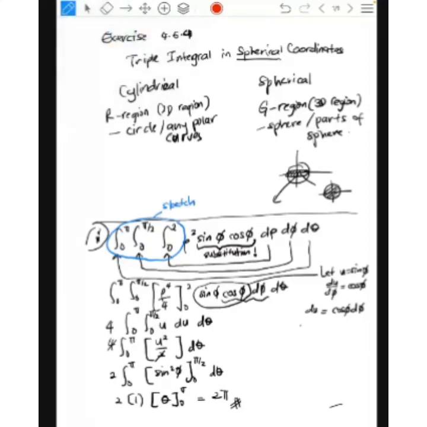Okay, so kita sketch kat sini. Okay, the rho is from 0 until 2. Rho is the radius for your sphere. Okay, so rho until, let's say this here is 2. Okay, and then the phi is along z-axis, daripada atas sampai bawah, along z-axis. Okay, phi is from 0 until pi over 2.